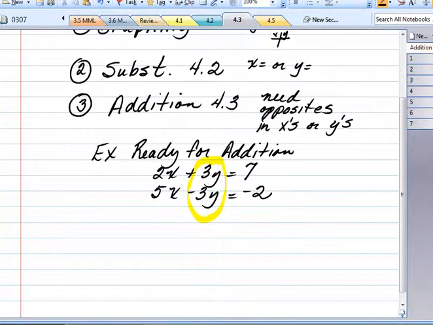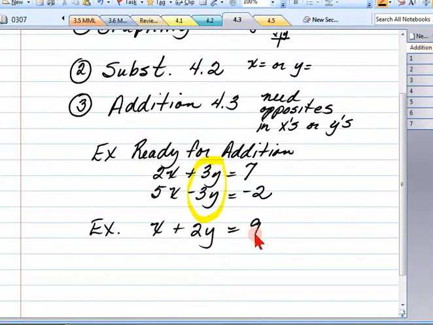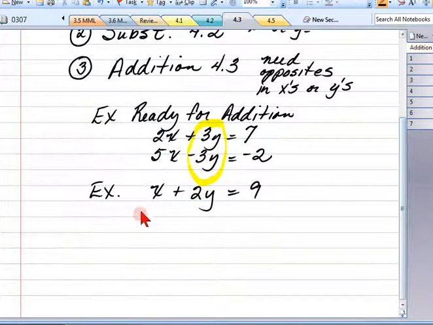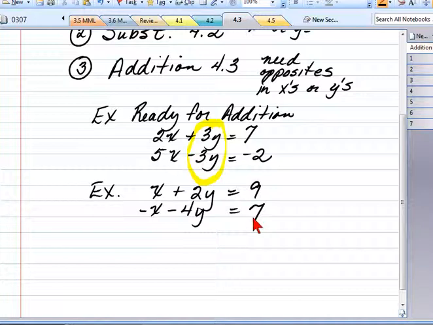If we look at one more, I'm just talking about the readiness. If I have x plus 2y is 9, and negative x minus 4y is 7, does that system, based on what I've said, look ready for addition? Yes, because you've got opposites with the x's. And when you have opposites, that means that the coefficients are the same numerical value, but one of them is positive and one of them is negative.